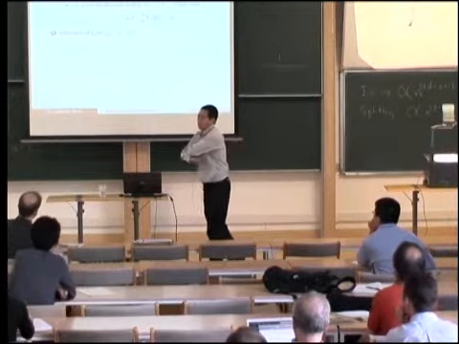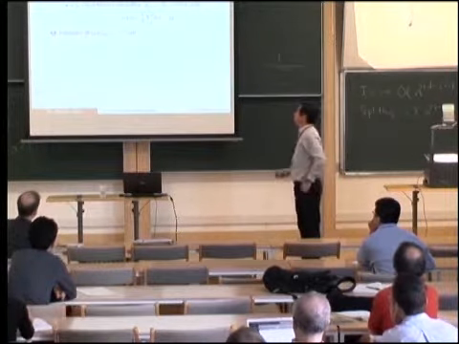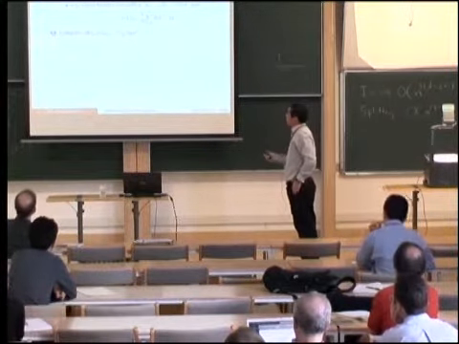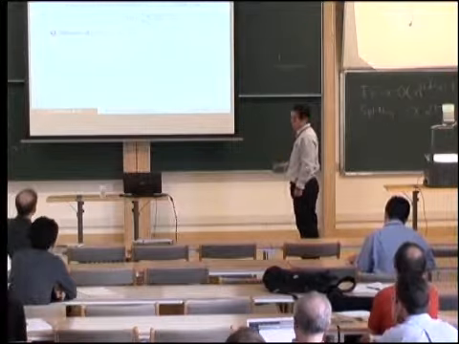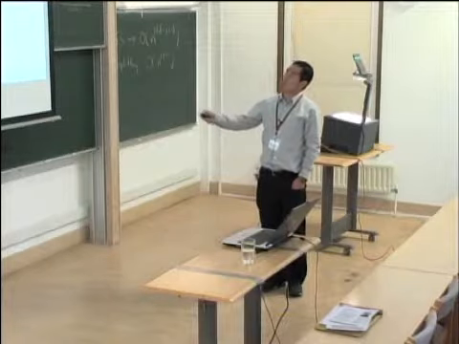So what's the typical approach for estimating a quantile using simulation? The typical approach is as follows. We generate n samples, and then from our n samples we compute an estimate of the CDF. So let F hat n be the estimate of the CDF. In the case of crude Monte Carlo, what do we do?